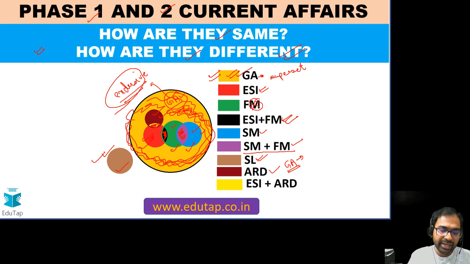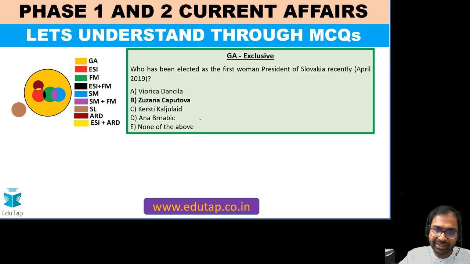Now let's see examples of questions so that I can make you understand this slide even more clearly. Let us see examples. I talked about this area. This area is what? Exclusive GA. When I say exclusive GA, what do I mean? That questions based on these current affairs can never be asked in phase 2. What can be such a question? Read this question. Who has been elected as the first women president of Slovakia recently in April 2019?